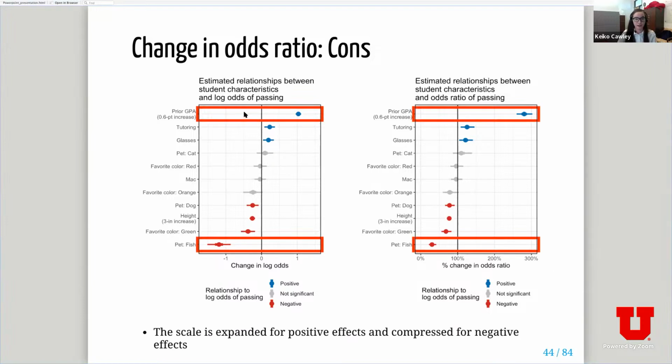Examples are, if we look at prior GPA, the effect is positive. And it doesn't look very large here, but if we look at the % change in odds ratio, it looks much larger. And then if we look at pet fish, where the effect is negative, it looks much smaller when we look at it in the % change in odds ratio plot.